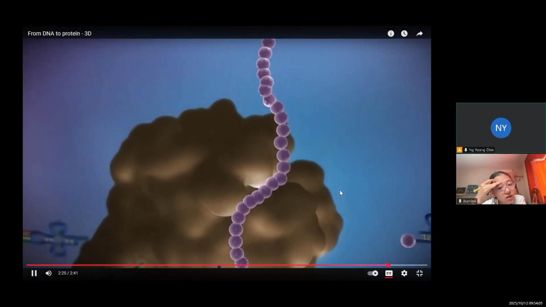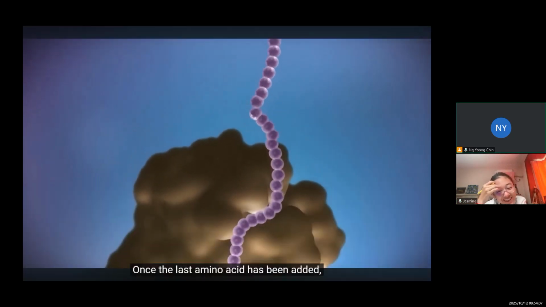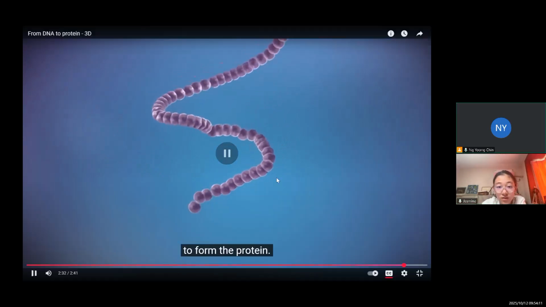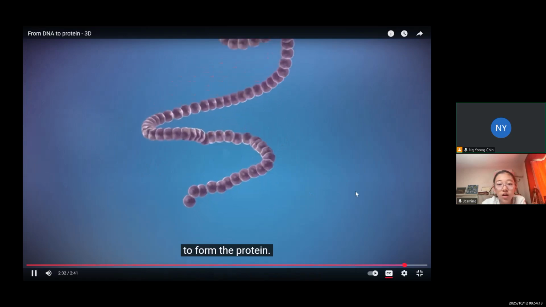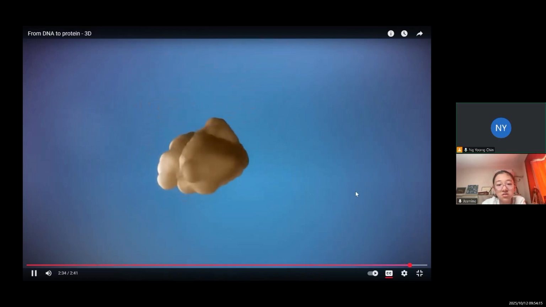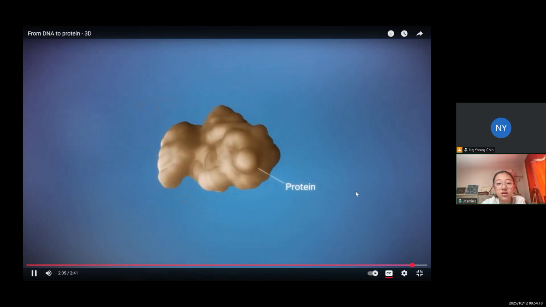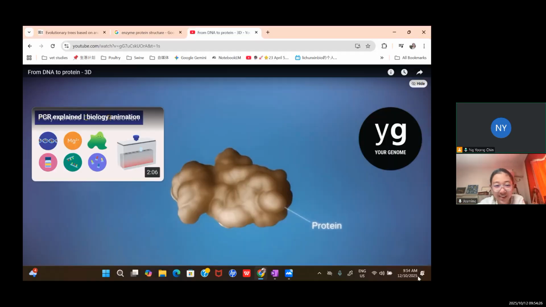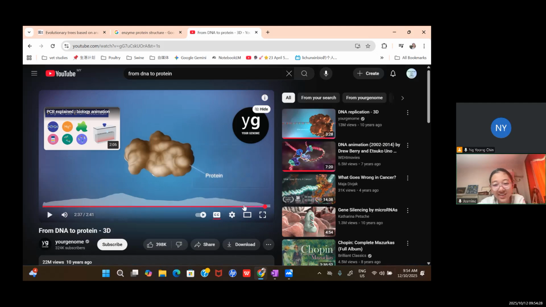Wow, interesting, right? Once the last amino acid has been added, the chain folds into a complex 3D shape. See, now they are folding already to form the protein. So this is a protein. Okay, this is something that you will learn in biochemistry.